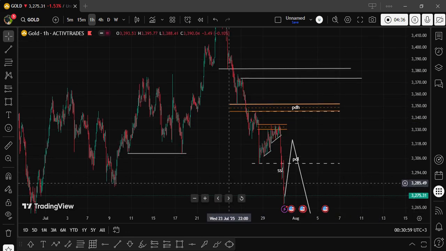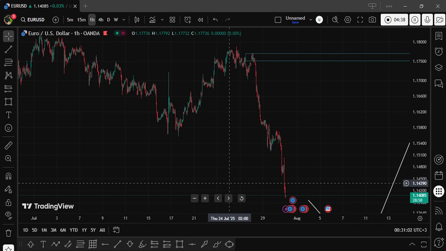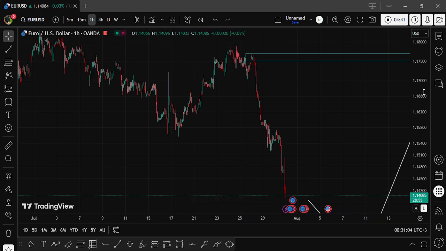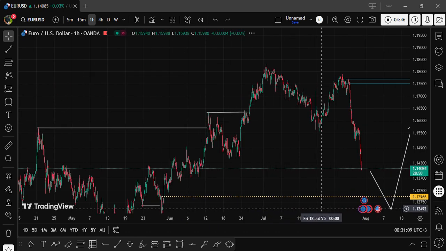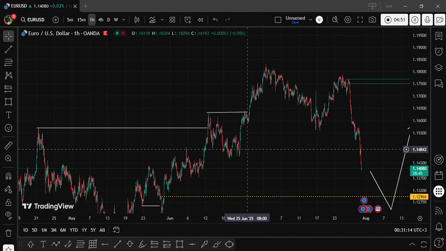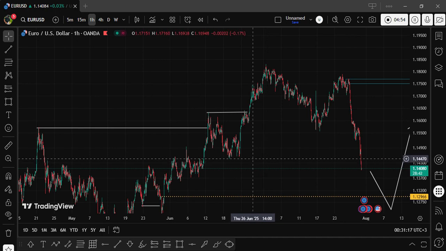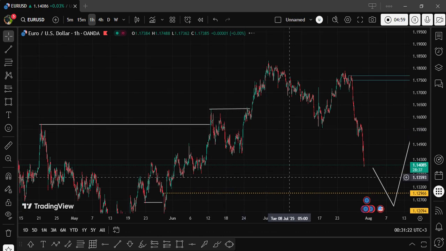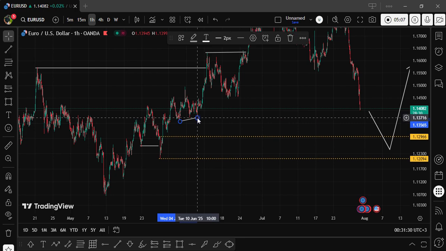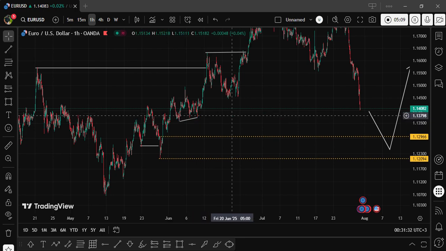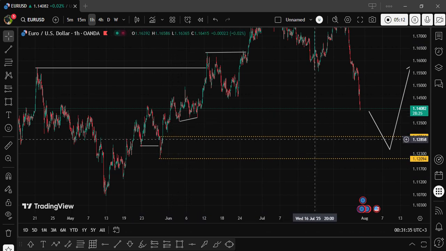And I also have other pairs that I'm looking at, like Euro USD. It didn't respect my previous demands on this zone, but looking at it, it was just like liquidity resting below, like this is liquidity here, you understand? And I'm expecting price to respect this zone right here.